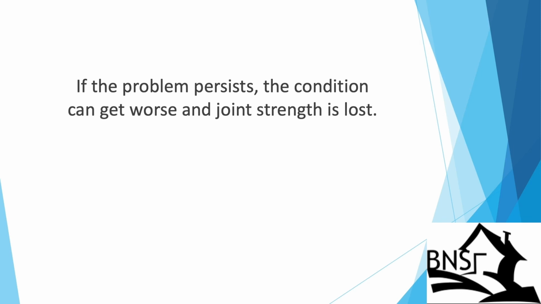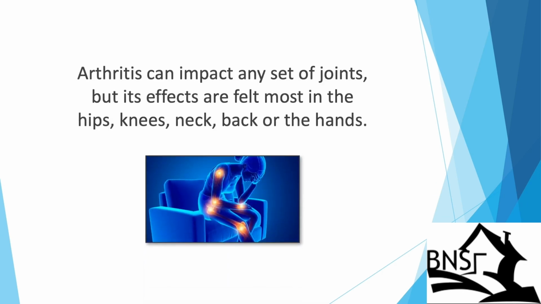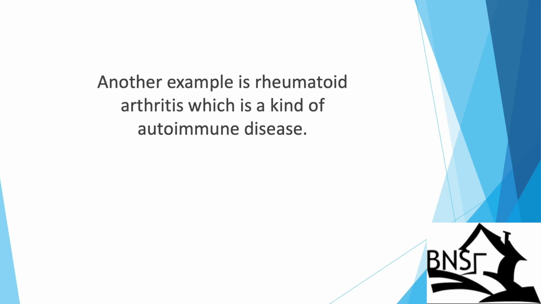The risk factors for this problem are obesity, age, and any previous injury. Anyone with a family history of osteoarthritis is also likely to get it at some point in their life. Arthritis can impact any set of joints, but its effects are felt most in the hips, knees, neck, back, or the hands. Another example is rheumatoid arthritis, which is a kind of autoimmune disease.